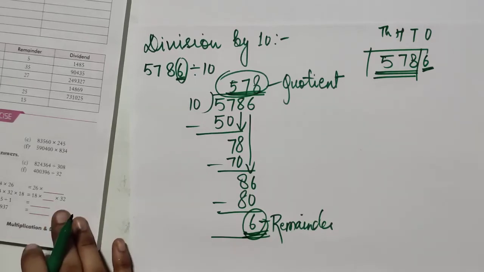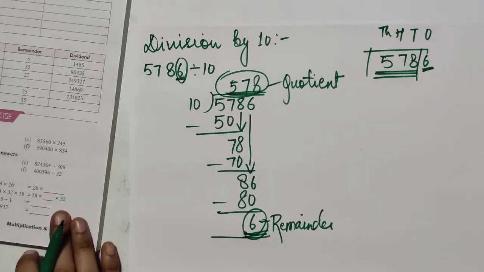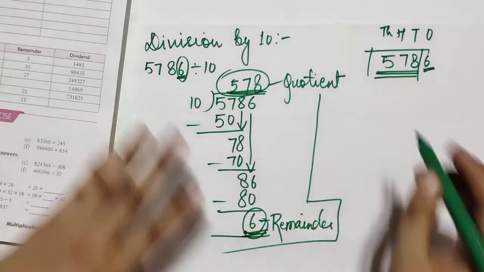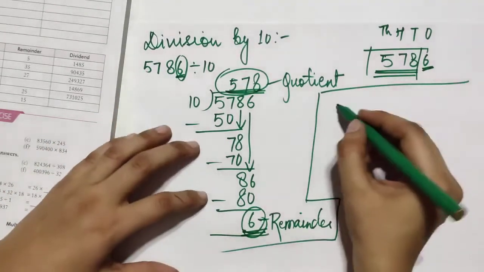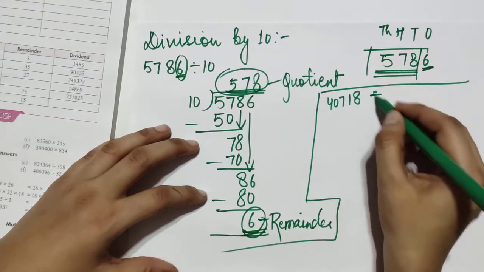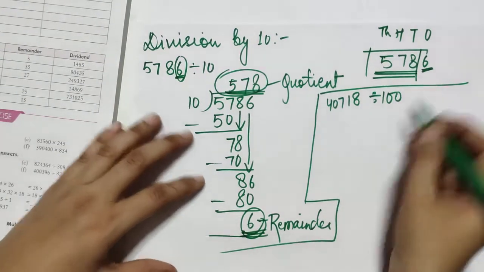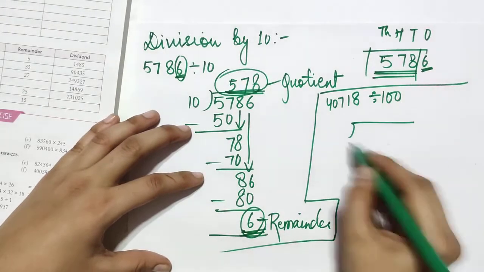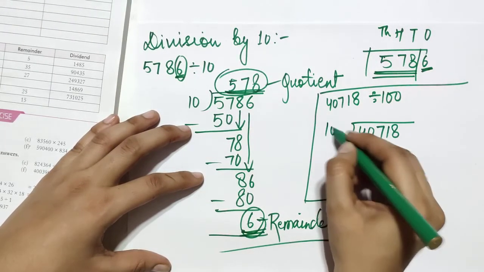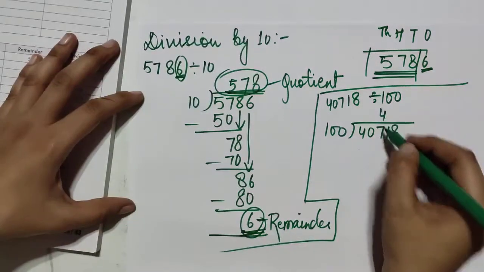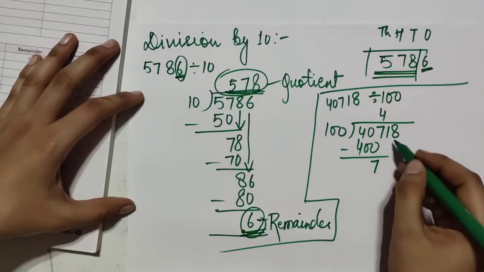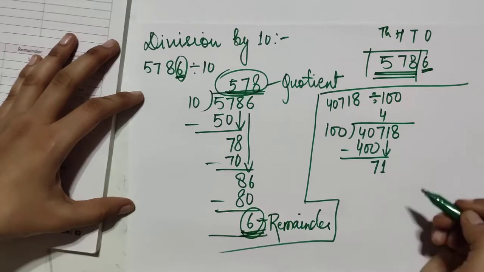Now, if we divide a number by 100, this was by 10. If we divide a number by 100, for example, 40718 divided by 100, we'll see the property based on this. We know 100 fours are 400. 7 is left. 1 will come down.